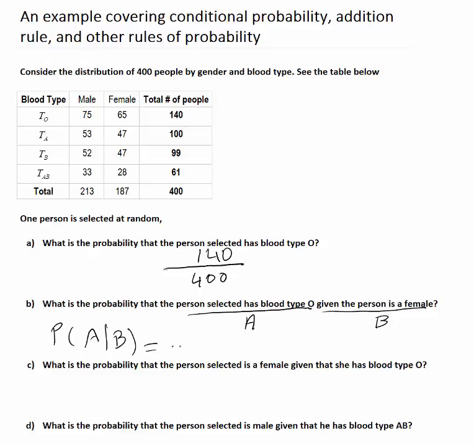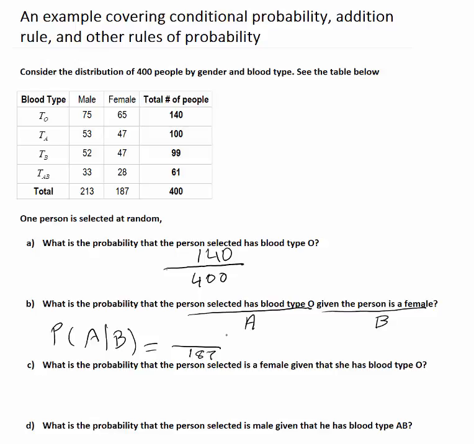Okay, here's how we do this. The person is selected at random. We want that person to have blood type O given that the person is female. So the condition is that the person is a female, and we are selecting from the group of females. So what we put in the denominator is how many females we have. We have 187, so we put 187 in here.